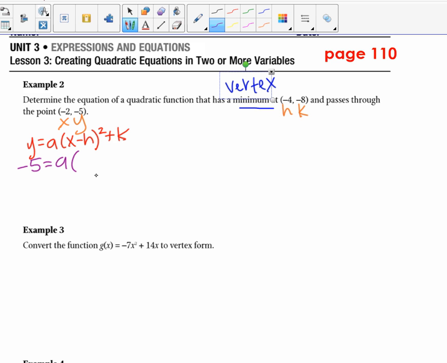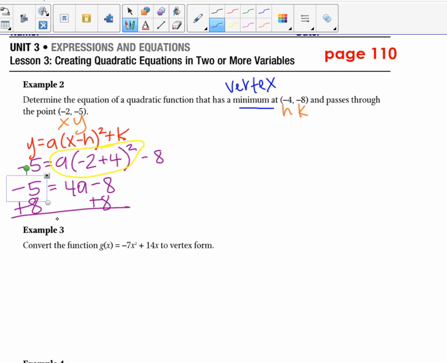I'm looking for a. My x is -2 minus h, which is minus a -4, so that's why that looks like a plus, squared, and then plus k, which would be plus -8, so -8. So again, you guys remember, this is all stuck together because of order of operations. So you get -5 equals, well, -2 plus 4 is 2, right? 2 squared is 4, so you end up with 4a minus 8.